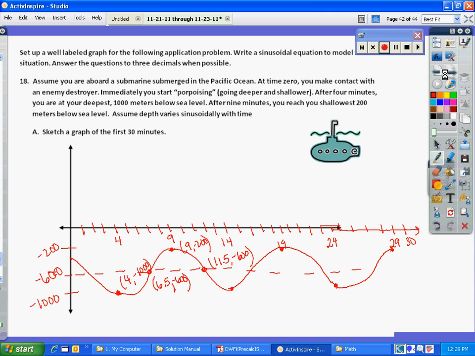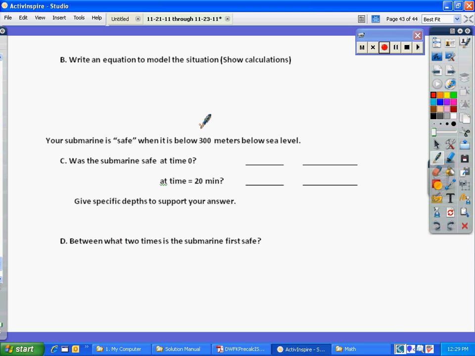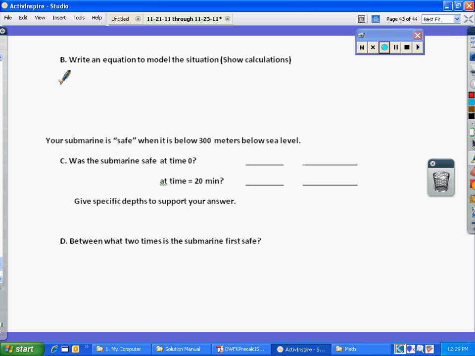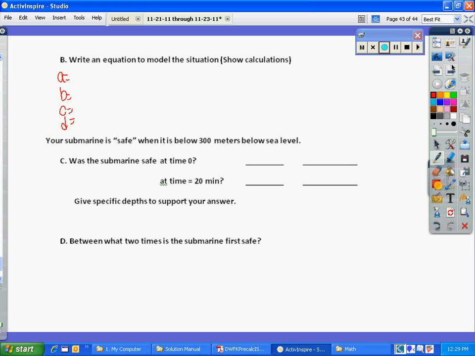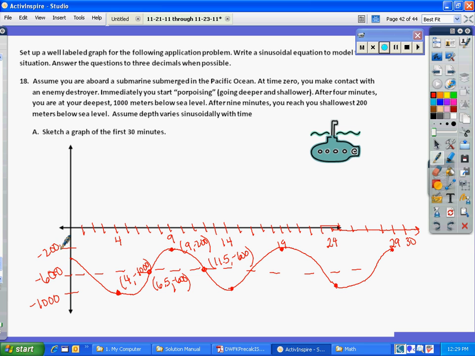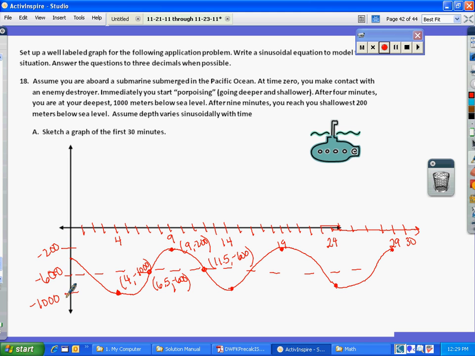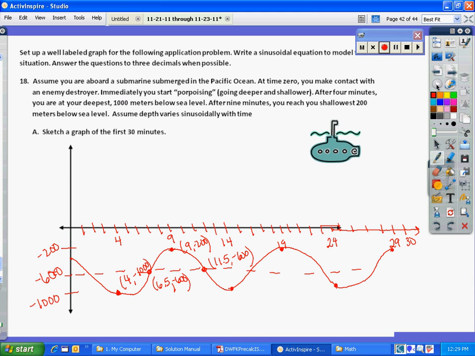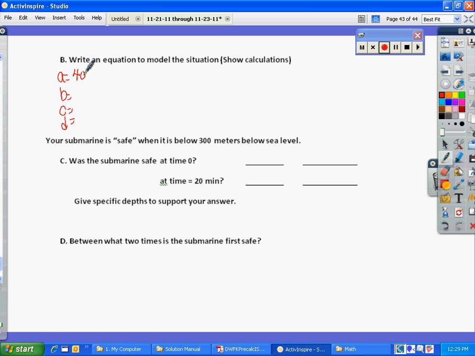Okay, so answering some of these other questions over here, write an equation to model the situation. So again, you need to find A, B, C, and D. All of those values are important. Your amplitude is half the height of the wave. So your wave goes from negative 200 to 1,000, which is 800. Half of that is 400. So your amplitude is 400.